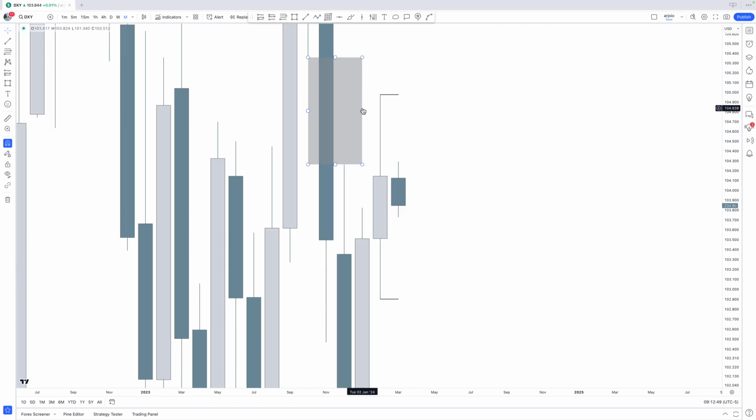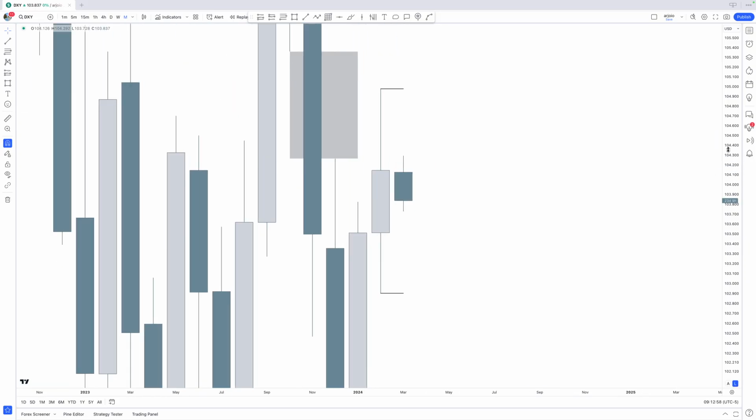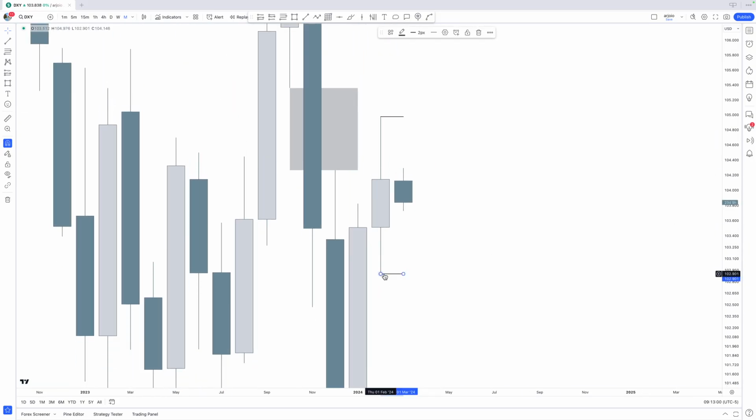And we are respecting that PD array, that fair value gap, by looking at this wick. So now it becomes very interesting, because now we have two choices. Either the direction is towards this low right there, or towards that previous candle high. So the drawn liquidity is again either that high or that low. So which one is the higher probability drawn liquidity right now?